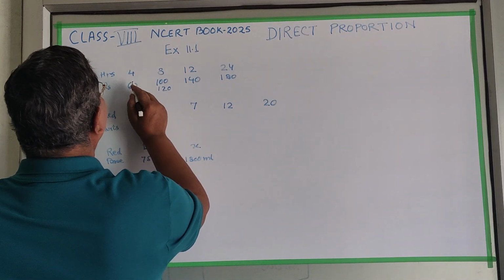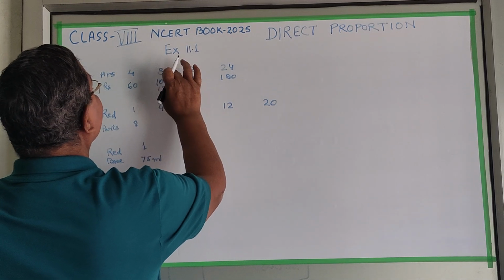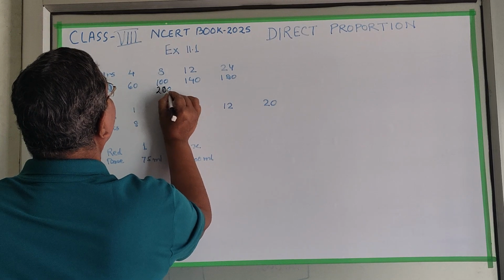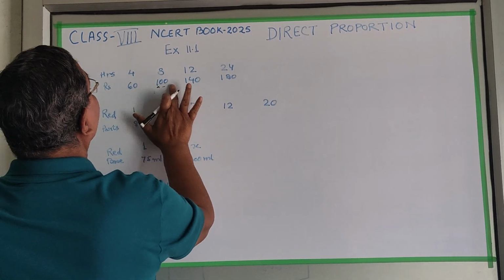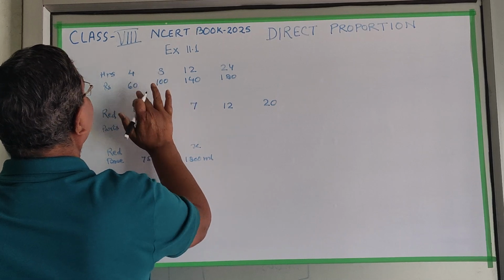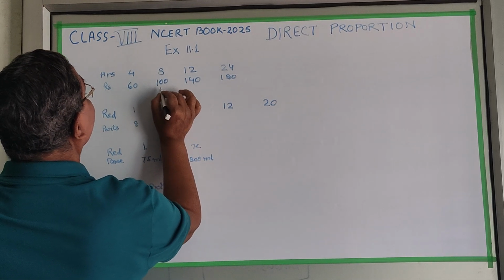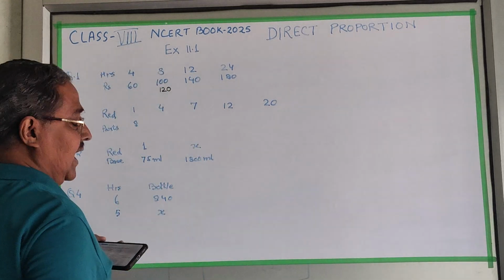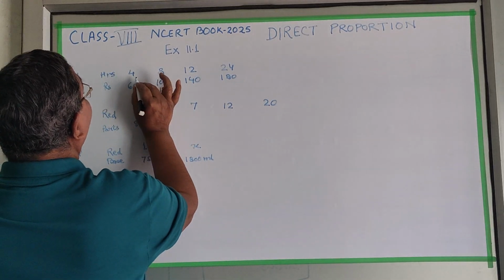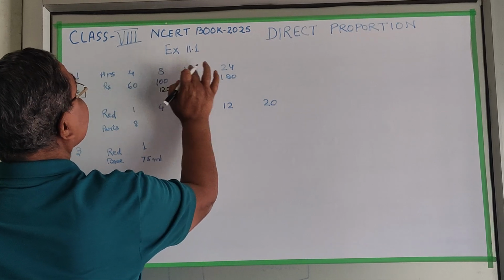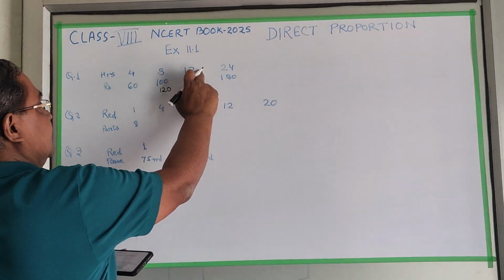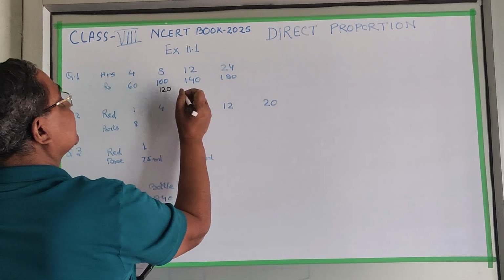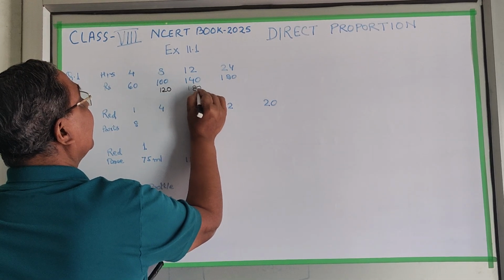Similarly, for 4 hours it is 60 rupees, then for 8 hours it should be double of it, but here it is 200. Here for 4 hours it is 60, for 8 hours it should be 120. Likewise, suppose it is for 12 hours, then what should be the rate? From 4 hours to 12 hours is 3 times, so the charges should also increase 3 times. Means 3 times of 60, it should be 180.